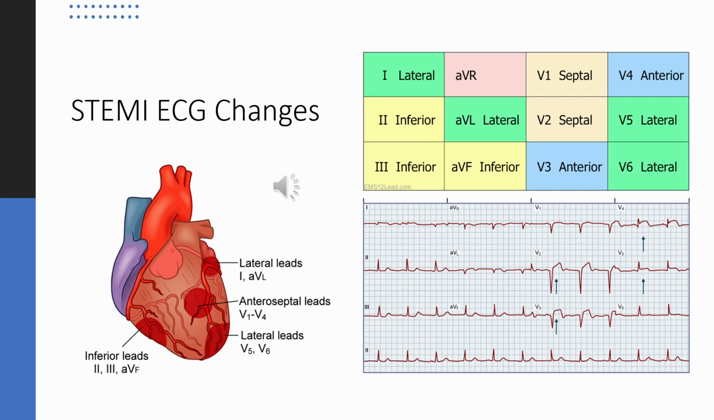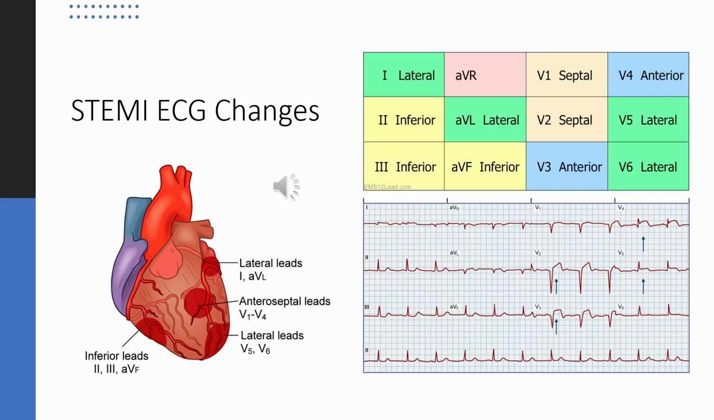And lastly, a posterior MI. With this, we want to look for ST depression in V1 through V4, and may require posterior leads such as V7 through V9. Again, typically not what we see on our regular ECG.